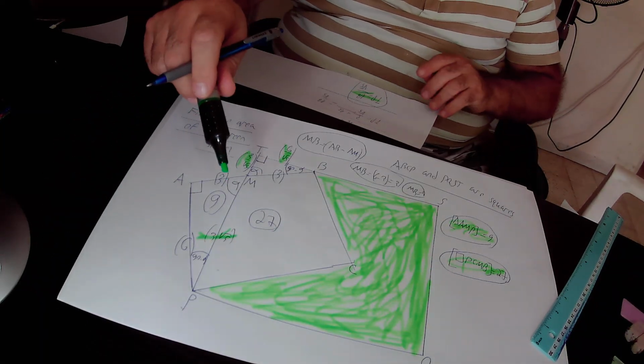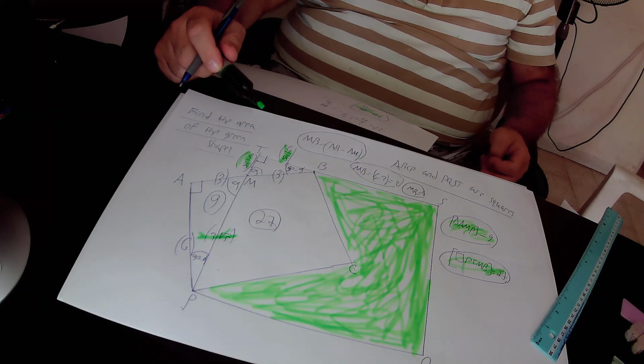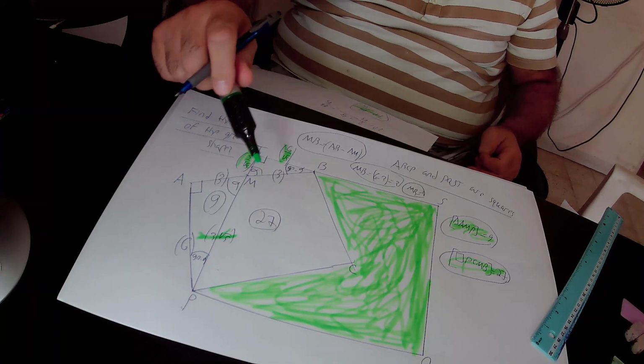So one side of the big square TSQP equals TP, and therefore the area of square TSQP must be equal to TP squared.